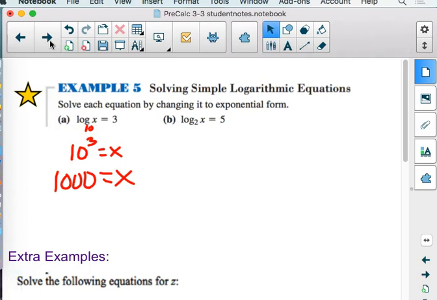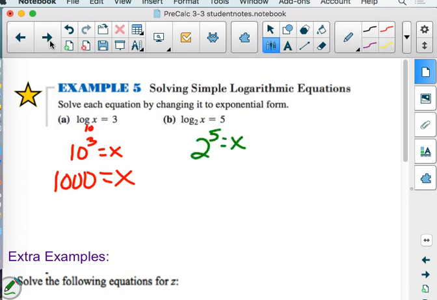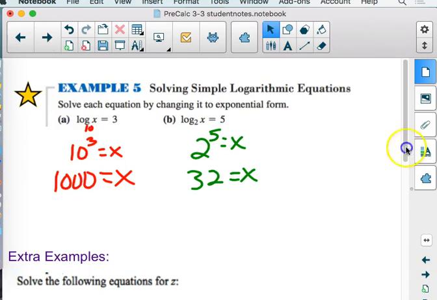Let's try B. When you snail shell that, what's it going to look like? 2 to the 5th equals x. We've seen 2 to the 5th a couple of times today. What is 2 to the 5th? 2 to the 5th is 32. And there it is.